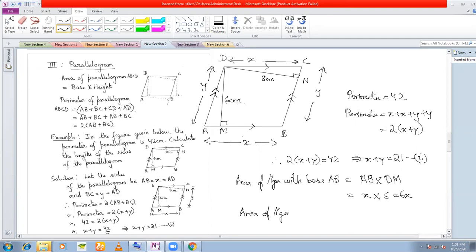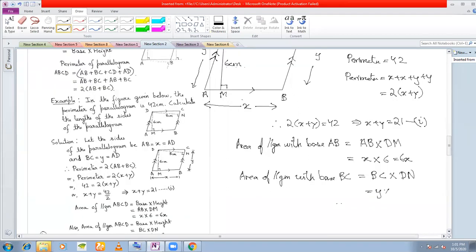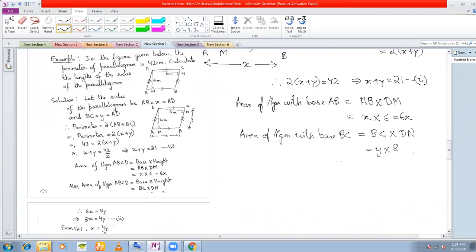Area of parallelogram with base BC is BC into DN. If we consider base as BC, then we have to consider the height DN. BC is Y and DN is 8. You see the height is given to be 8. So this is 8Y. Both are giving me the area of the parallelogram. So therefore 6X must be equal to 8Y.